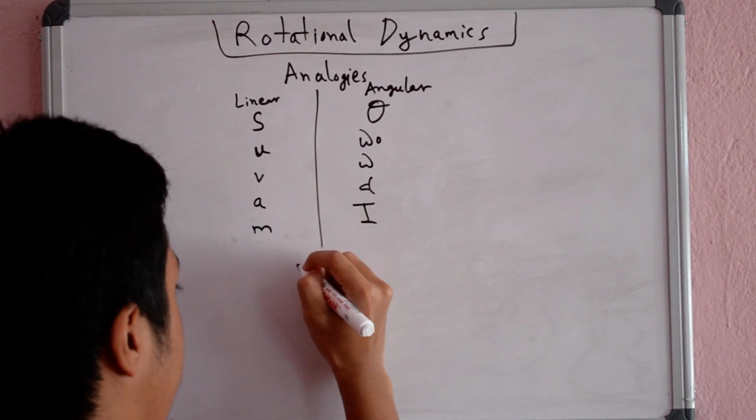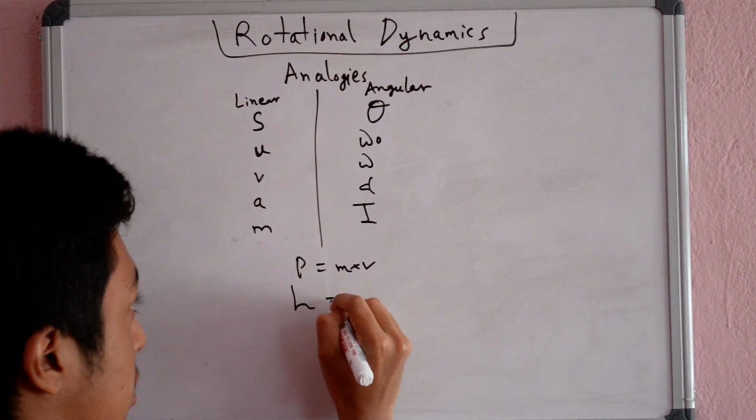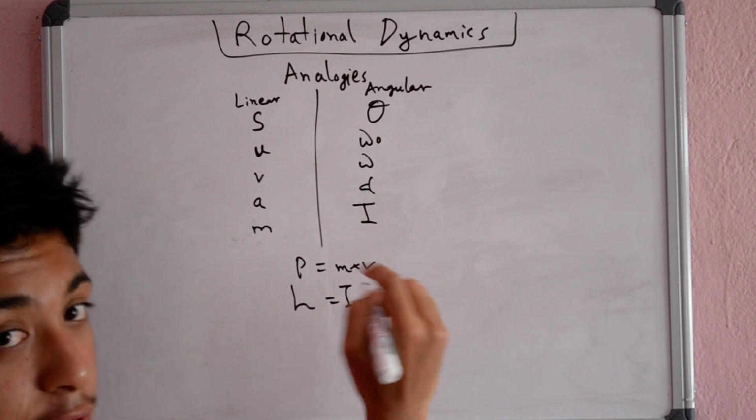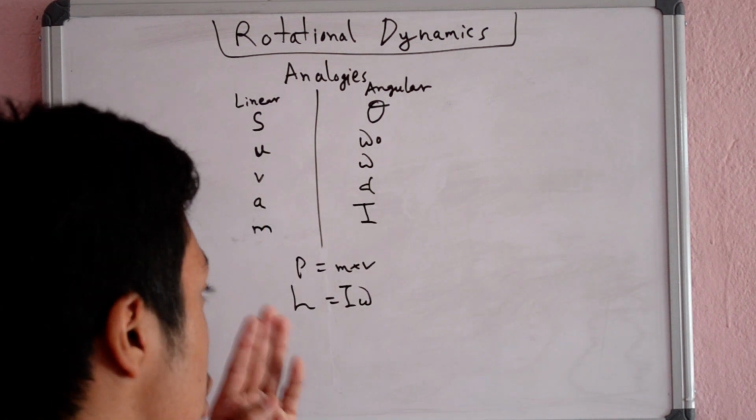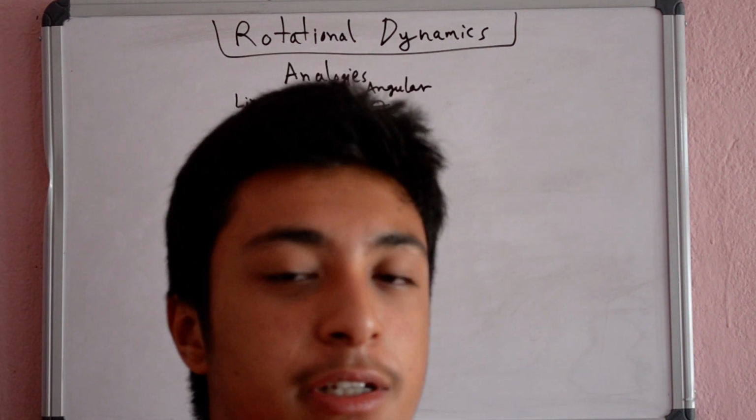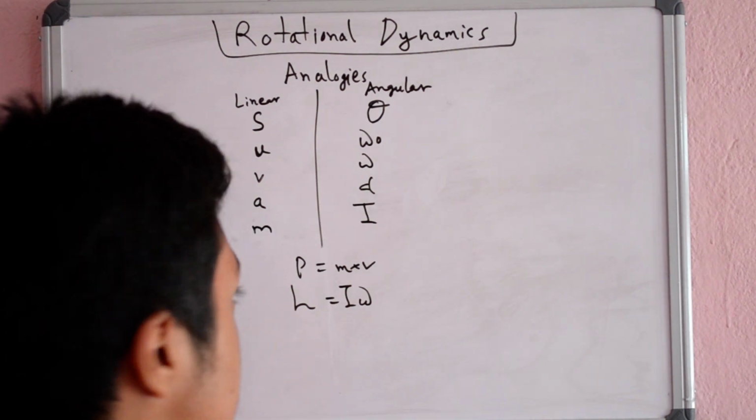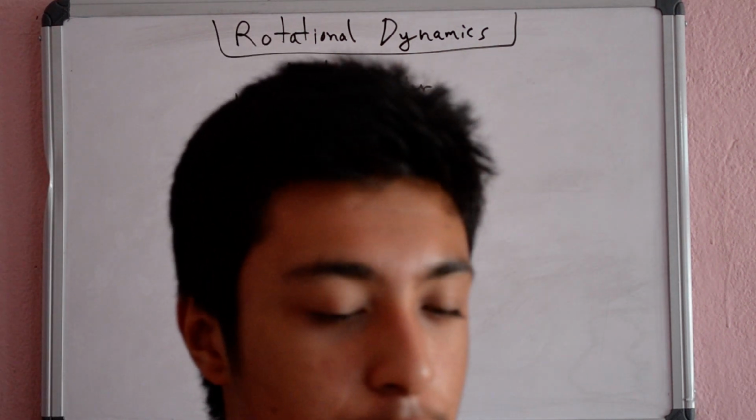So, if we have momentum equals mass into velocity, we will have angular momentum equals moment of inertia into omega. Now, we will prove this in a future video, but for now, let me tell you and define some terms related to rotational dynamics that we will have to use later on.